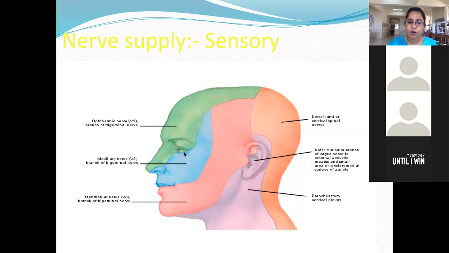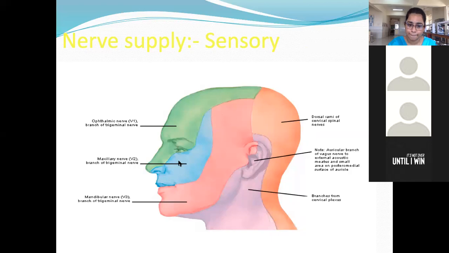Okay, then goes to the next one, that is maxillary division of trigeminal nerve. Maxillary division of trigeminal nerve, we have infraorbital. Okay, supraorbital is a branch of ophthalmic division of trigeminal nerve, whereas infraorbital is a branch of maxillary division of trigeminal nerve. Okay, infraorbital. All of you clear?